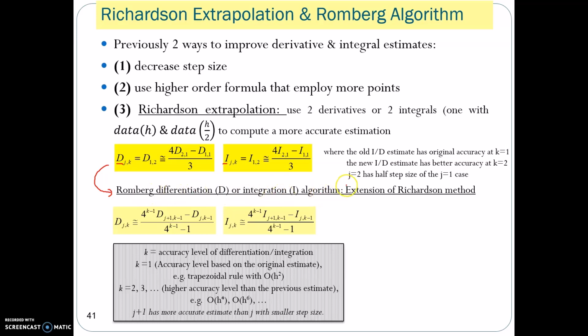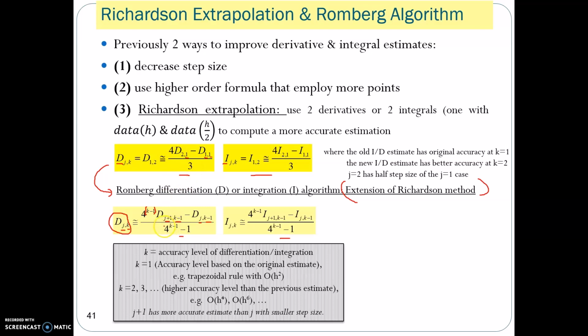This algorithm is an extension of the Richardson method, where you can see the formulas are almost the same, just that we have 4 power of k minus 1 here. The front number here is equal to j plus 1, the latter number here is j, and since these two have the same level of accuracy, you have k minus 1. After you perform it, you obtain the result in k, and this is your j.